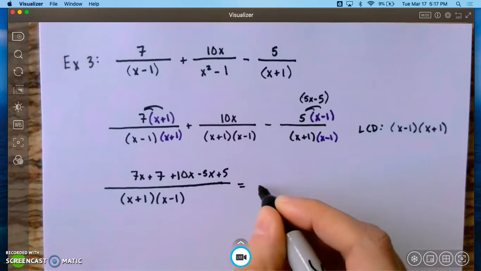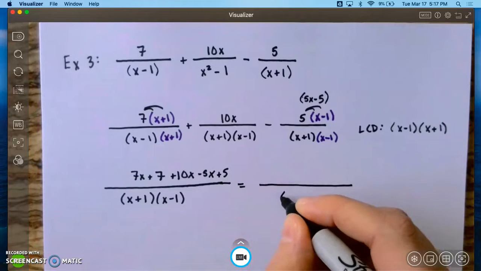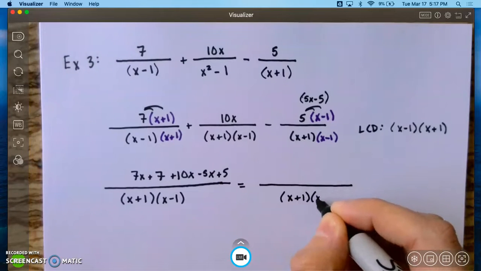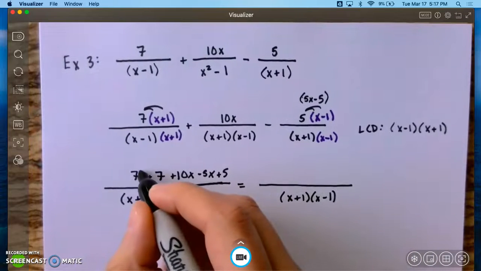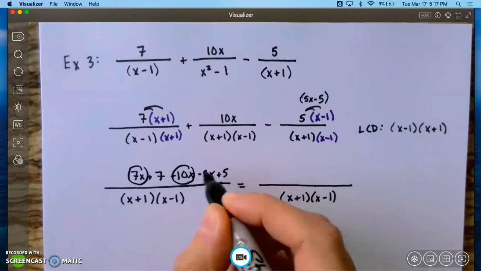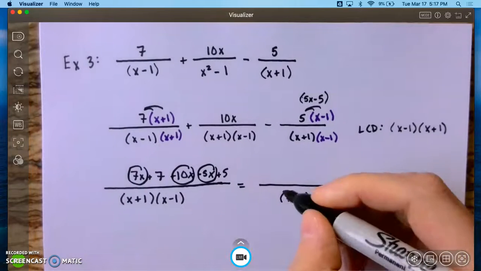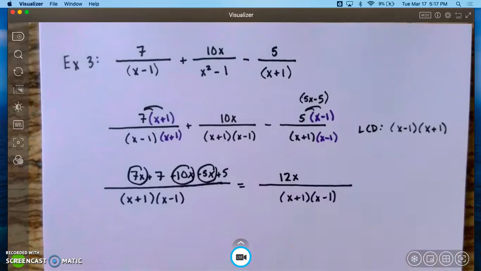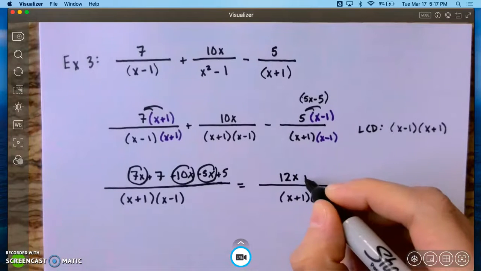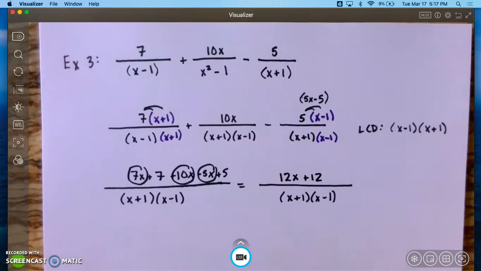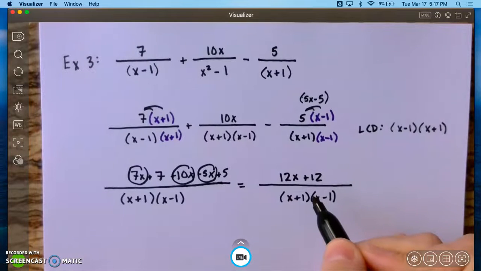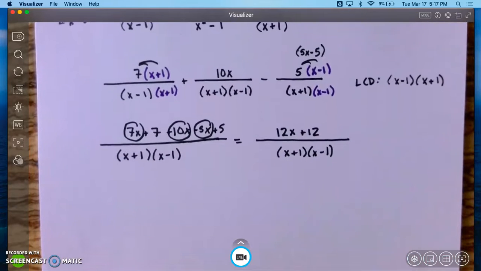Alright, so let's go ahead and combine our like terms. The denominator still is the same. So I can combine all of my x's. So we have 7 plus 10 is 17, minus 5, we have 12x. 7 plus 5 is 12. And thinking ahead, I can see that if I factor the numerator, I'm actually going to be left with a factor, a term that is actually going to cancel out. You always want to check that in the numerator.